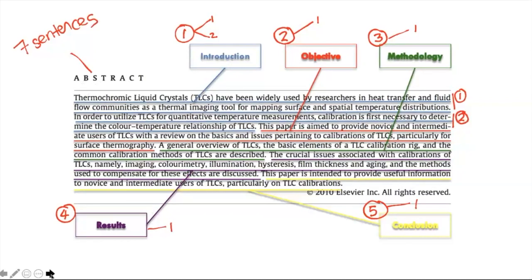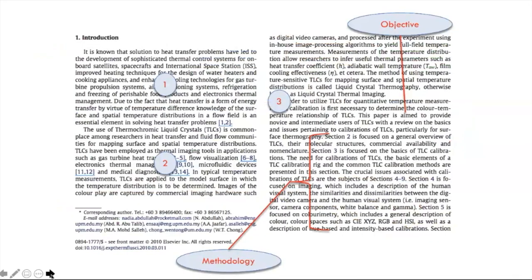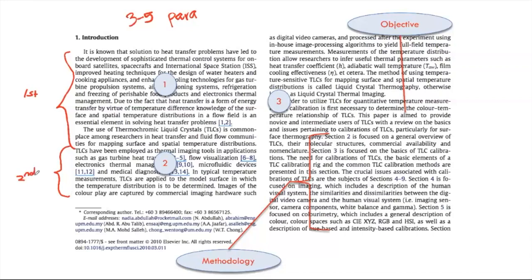Okay, so let us move on to the next section, which is the introduction. In the introduction section, normally you will have roughly 3 to 5 paragraphs. What is inside the paragraph? If you refer back to your K chart, in the first paragraph, you will talk about the first layer. Then you have the second layer or second issue. You zoom in, and then finally you have the third layer, the third issue.